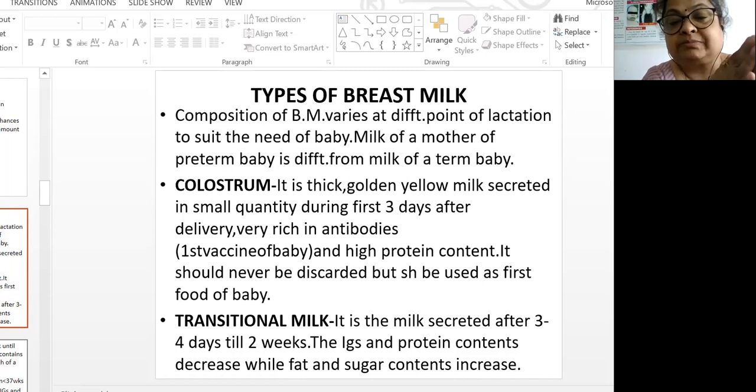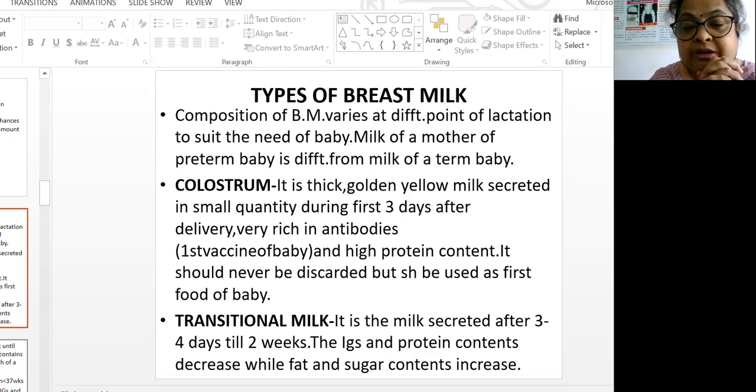So what is the colostrum? It is the thick golden yellow milk secreted in small quantity during the first 3 days after delivery, and it is very rich in antibodies. That is why it is also called the first vaccine of the baby. It should be given to the baby. It should never be discarded.